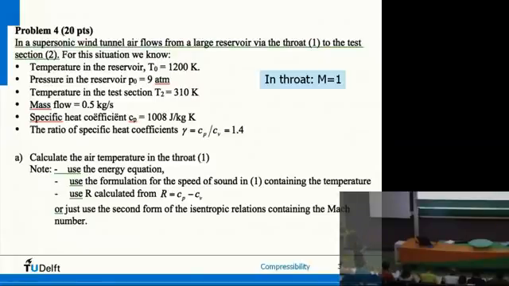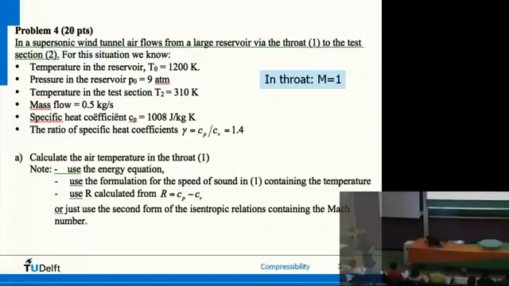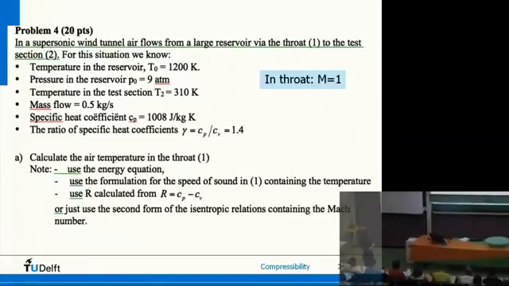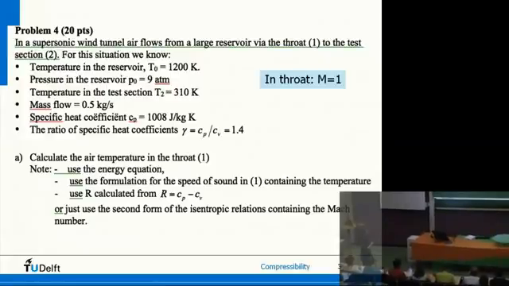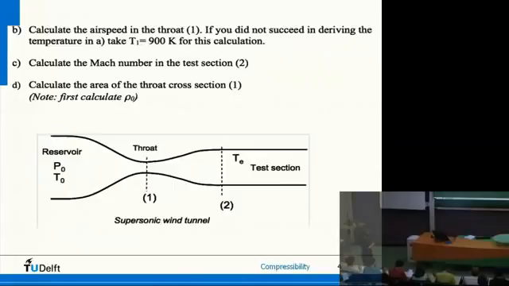So the exam question we asked last year concerned a supersonic wind tunnel blowing from a large reservoir into a converging nozzle. Reservoir conditions were given, temperature in the reservoir, pressure in the reservoir. Then the temperature in the test section was given, the mass flow, the specific heat coefficient and the ratio of specific heats. Then we finished part A, so we calculated the air temperature in the throat.